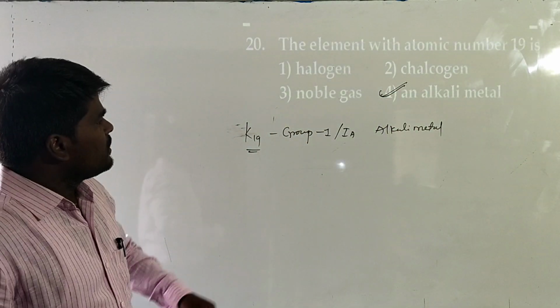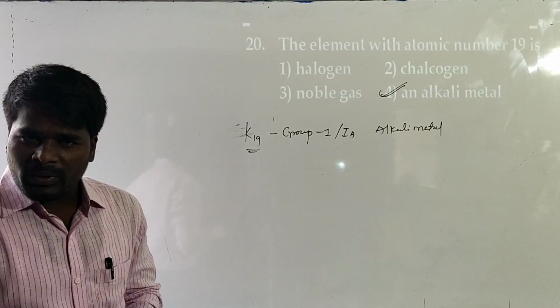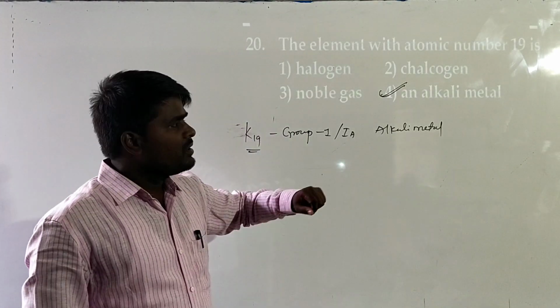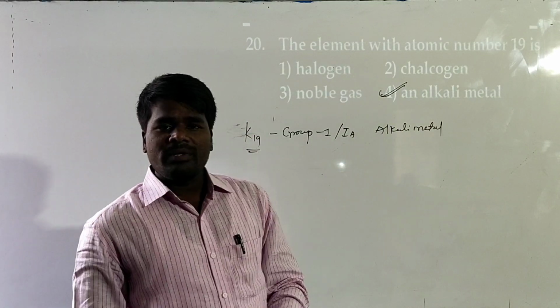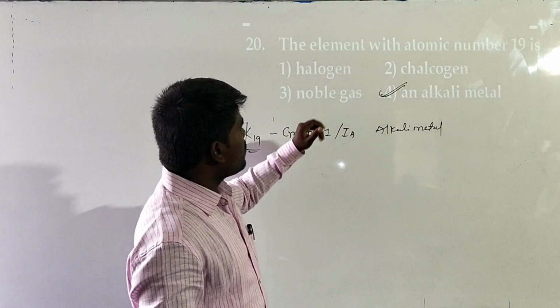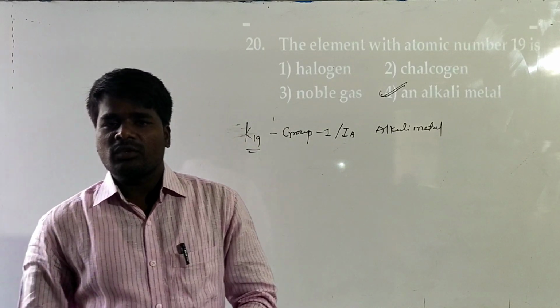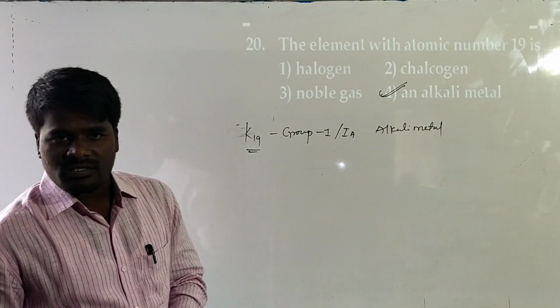Alkali metals. What is meant by halogens? 17th group elements. Chalcogens means 16th group elements, or oxygen family we say. And what are noble gases? Zero group elements, or 18th group elements, are called noble gas elements.